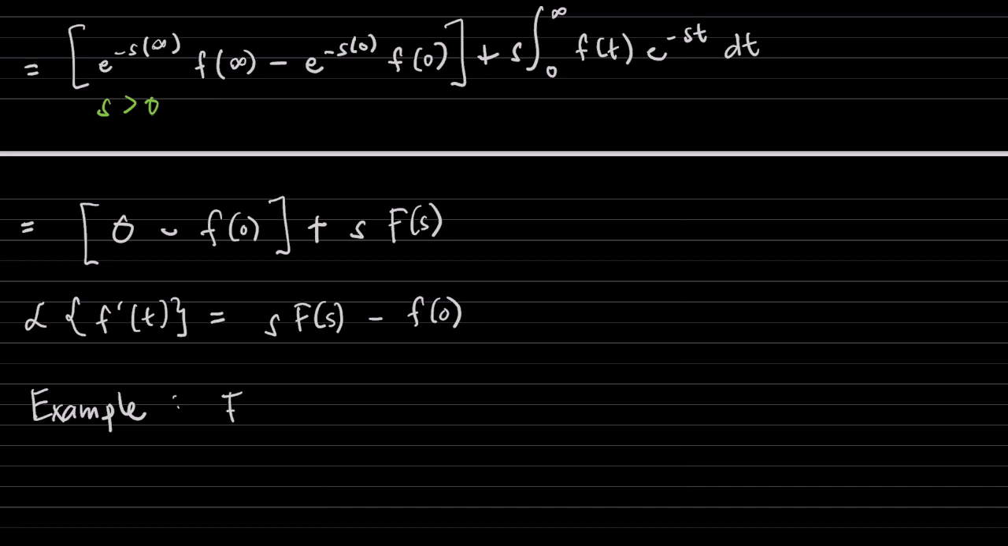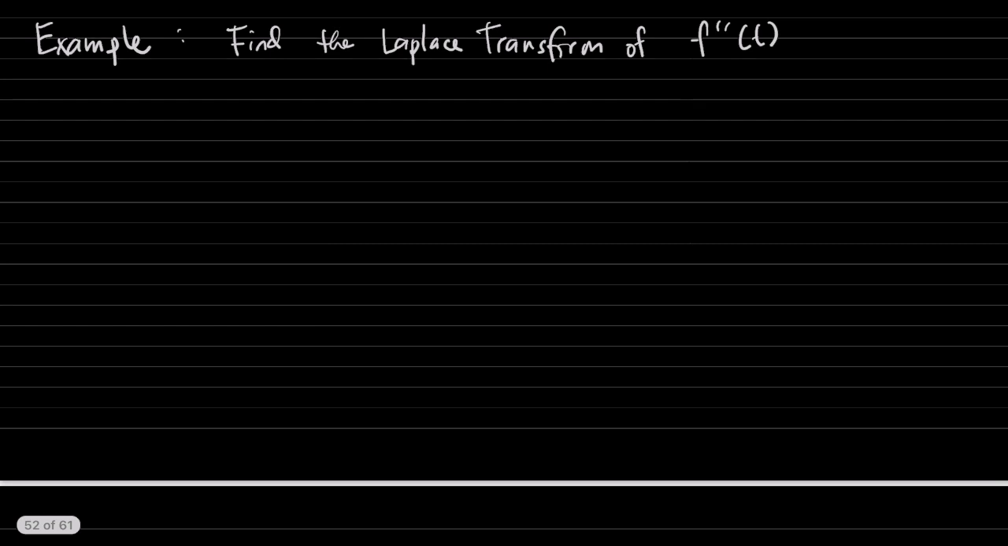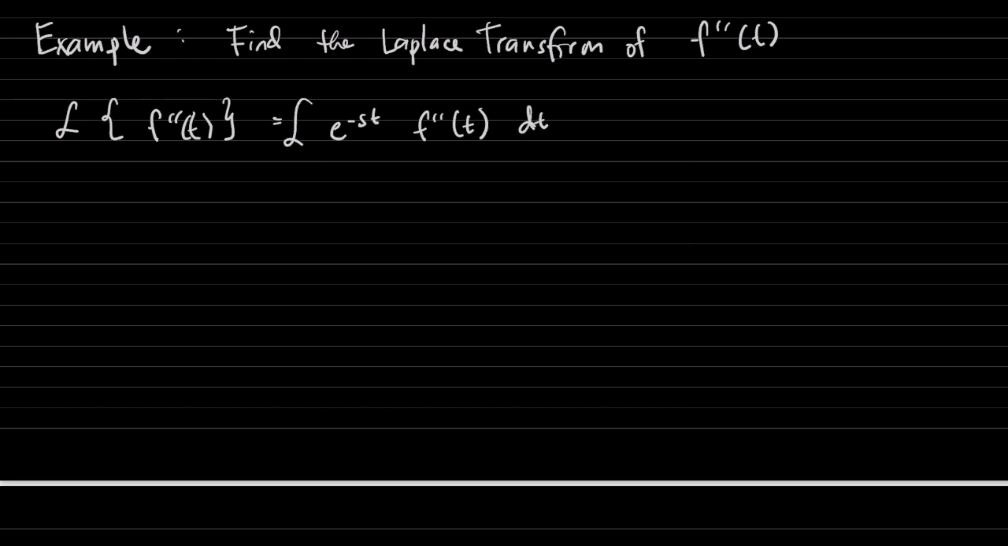So find the Laplace transform of f double prime of t. So ito yung next nating question. So balikan lang natin yung definition ng Laplace transform. So Laplace transform ng f double prime of t is the integral of e raised to negative st f double prime of t dt, integrated from 0 to infinity.